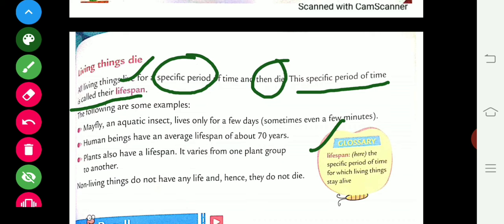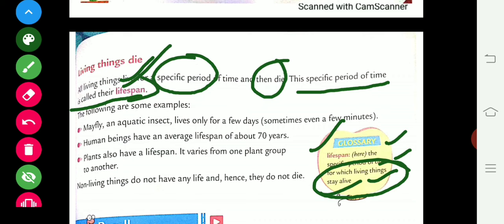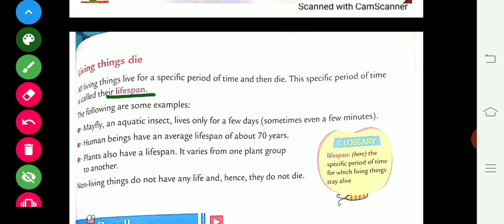What is lifespan? Lifespan is the specific period of time for which living things stay alive. The time for which they stay alive is called lifespan. It means life period, life span. The following are some examples. Mayfly. Fly means मक्खी. Mayfly means an insect that lives for a short time.